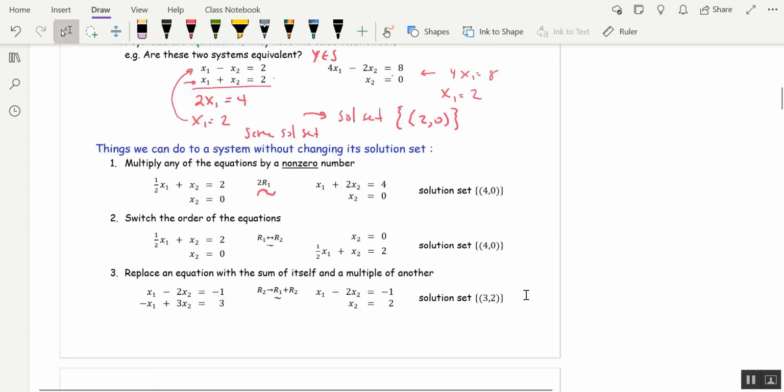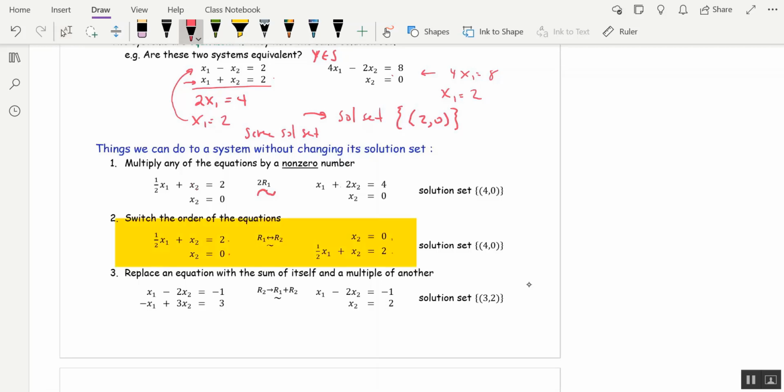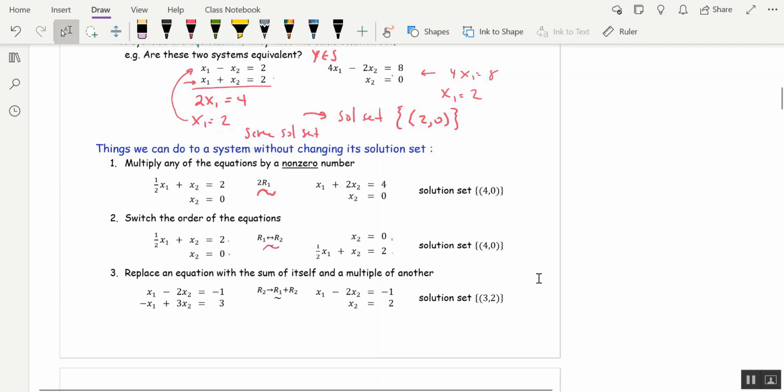Another thing you can do is if you don't like the order of the equations, you can switch them. So I've got 2 equations here. The only thing I did to get to this system is flip the 2 equations. So the notation for that is I took row 1 and I interchanged it with row 2, and I have an equivalent system. And then the third one is the most useful.